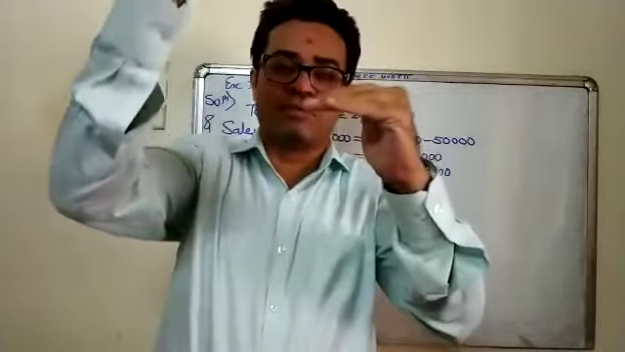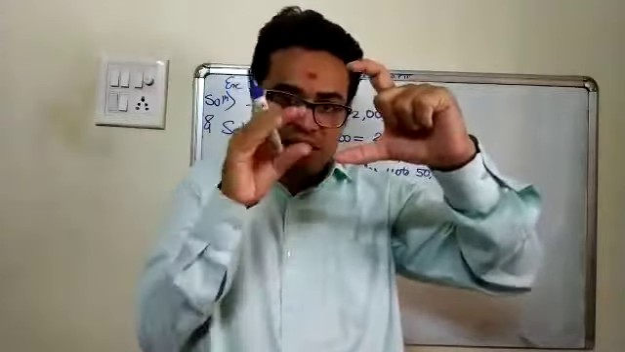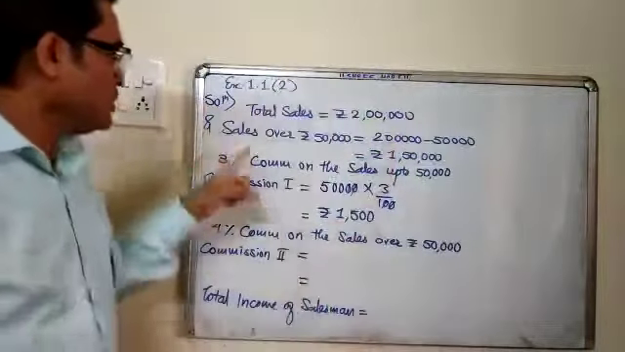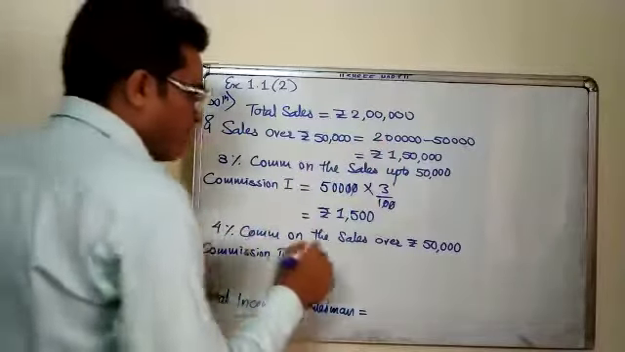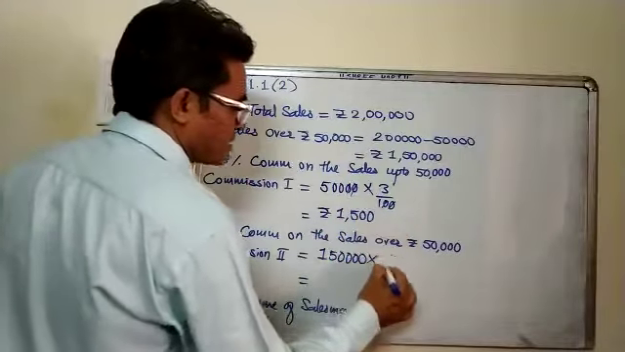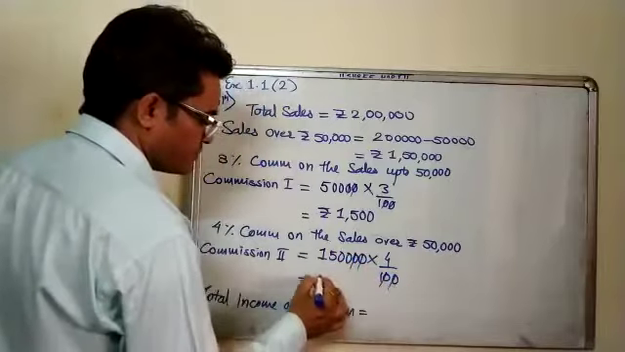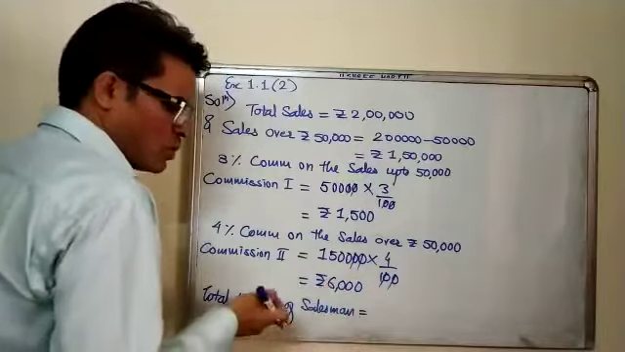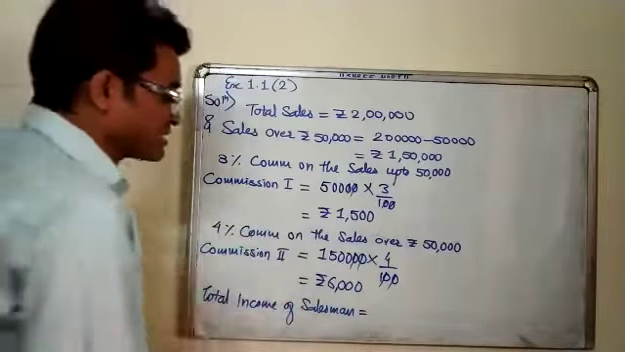Second, 4% किस पे? Over 50,000. टोटल सेल्स कितना हुआ है? 2 lakhs का. 2 lakhs में से 50,000 फर्स्ट था. So what is the over 50,000? So sales over 50,000 is 1,50,000 and this 4% of 1,50,000, उसका जो 4% अमाउंट है, is rupees 6,000.